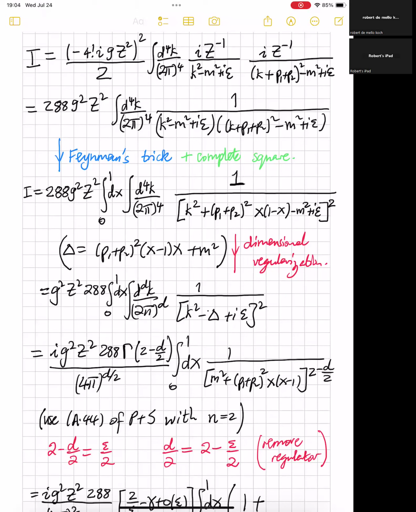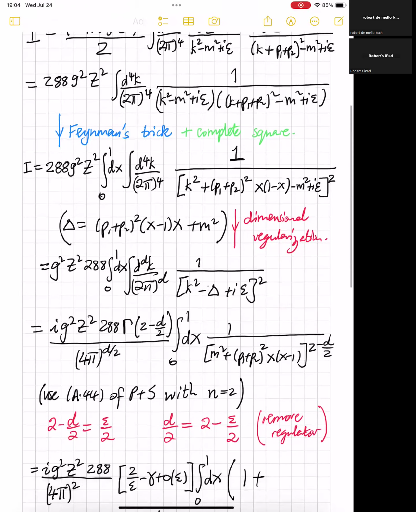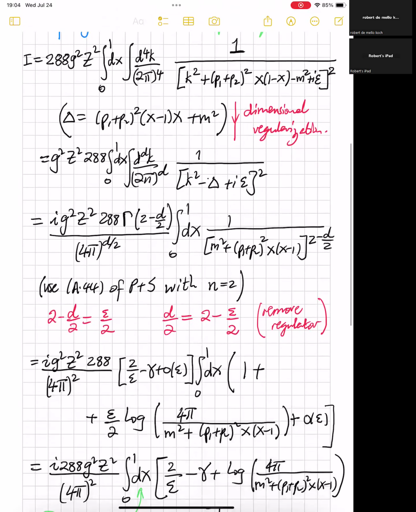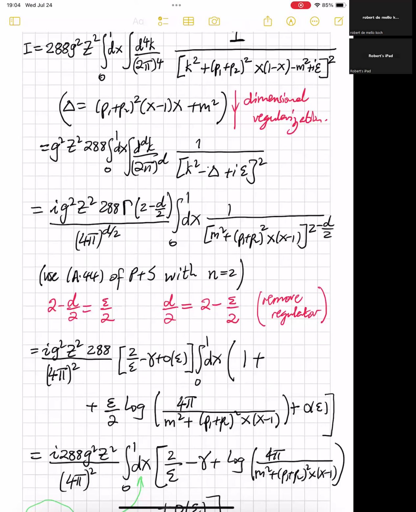Then when we've got this expression for our Feynman diagram, typically it's divergent. So we have to regularize it somehow. We're using dimensional regularization. So that means we go to d dimensions. So this is the dimensional regularization step. We now have an integral to do over d dimensions. How do we do that? We look it up in a table, okay? And we used formula A.44 of Peskin and Schroeder with n equal to 2, or alternatively, look in chapter 21 of the notes, and all of the formulas are there.